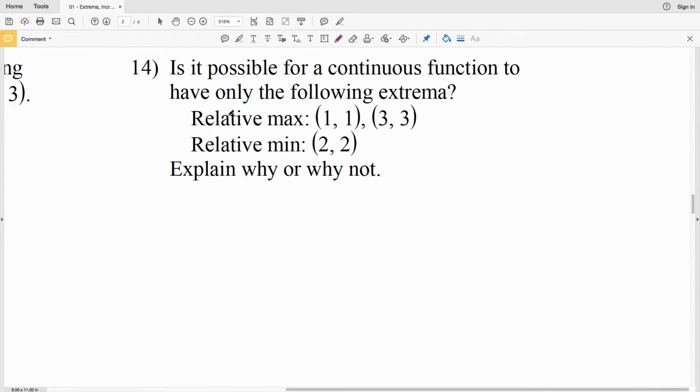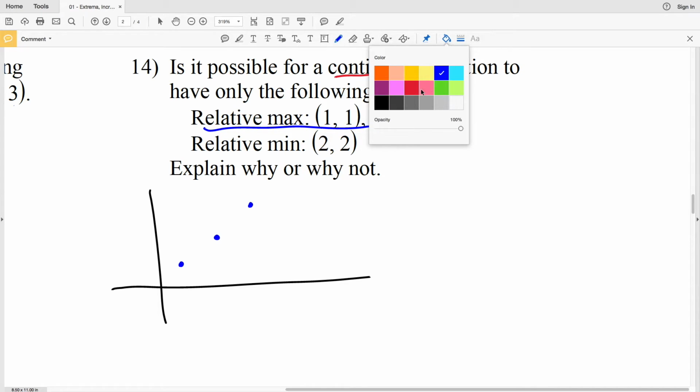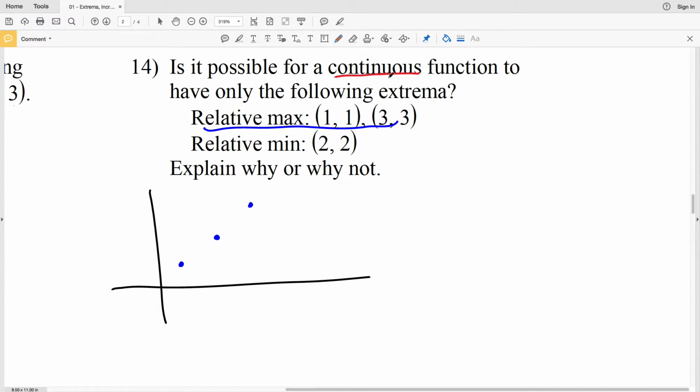Now on to number 14. It asks, is it possible for a continuous function to have only the following extrema? And that's only the following extrema. So (1, 1), (2, 2), and (3, 3), where (1, 1) and (3, 3) are maximums and (2, 2) is a minimum.